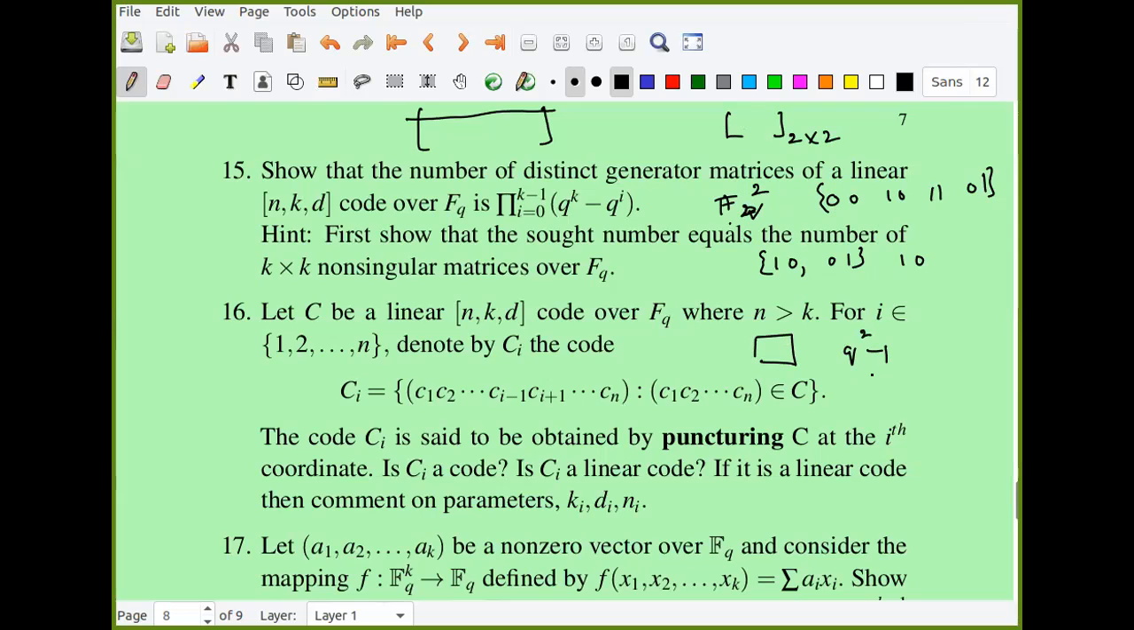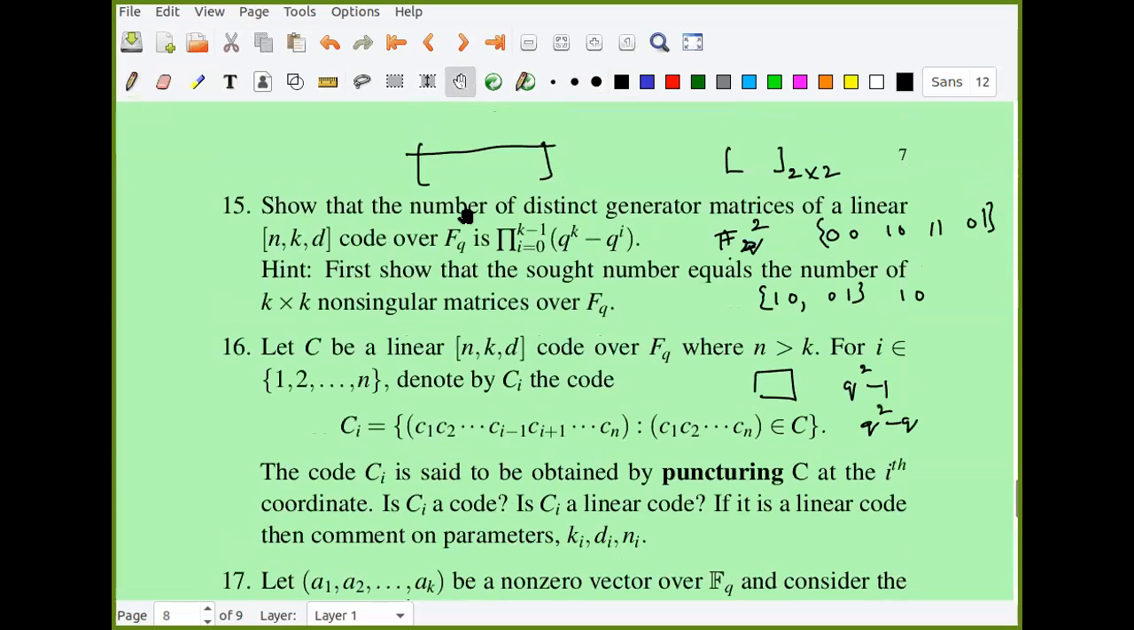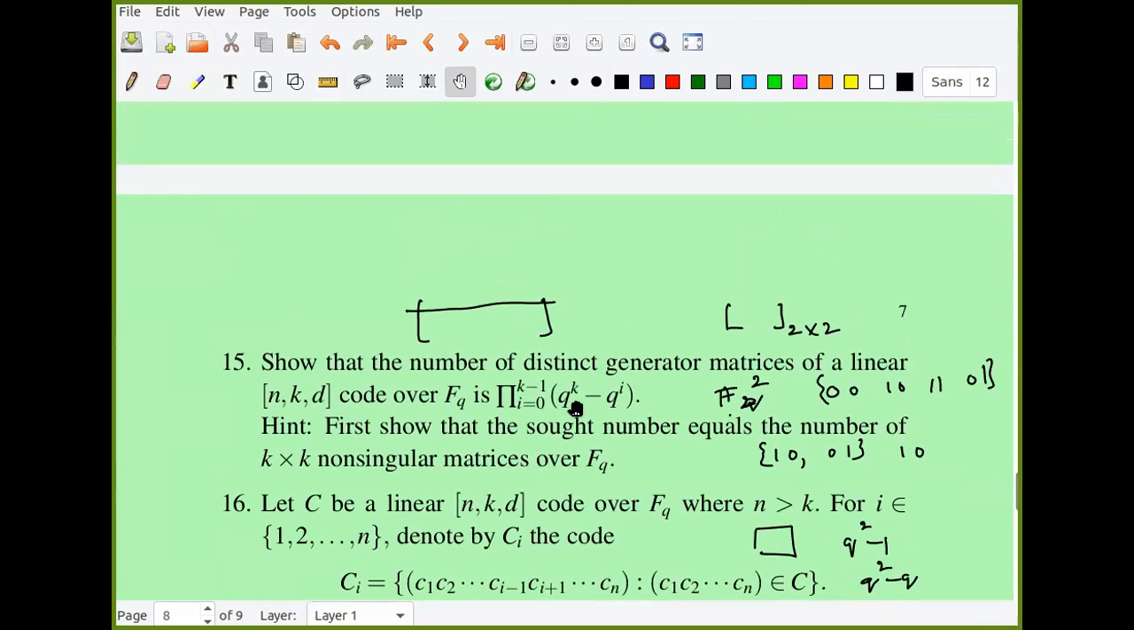Once I choose that one, how many choices are there for the next? I can take anything that is not a scalar multiple of the first vector. But how many scalars are there? Including 0, I can take q multiples, because the second row also cannot be the zero row. So that is q^2 minus q that I need to have, right? Yes, sir. Now, dimension is k, so q^k minus q^i.